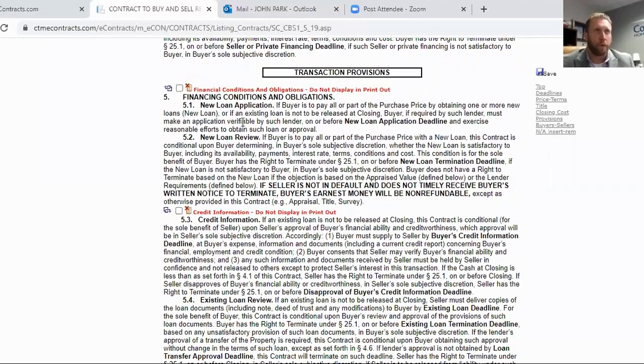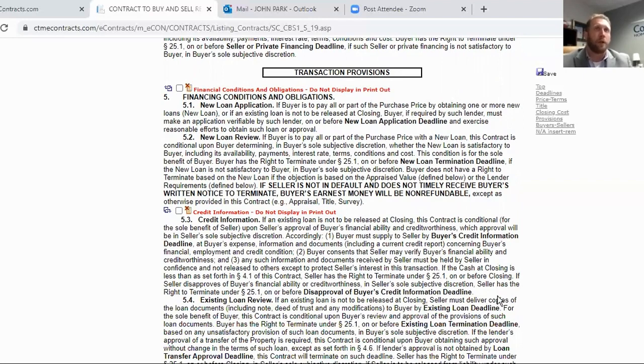All right, so let's go to financial conditions and obligations. Can you explain this a little bit? So this is typically your final out to the contract as well. So the new loan application, you have to have that application filled out within 2 days of the contract period. You have a right to review that loan and to understand all of those loan conditions. The out that we put into the contract is MEC plus 27 days. That's the new loan termination deadline.